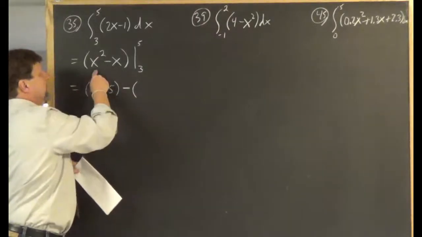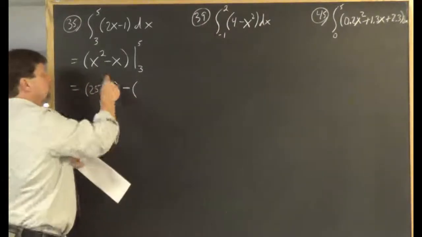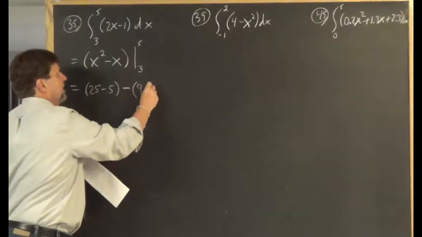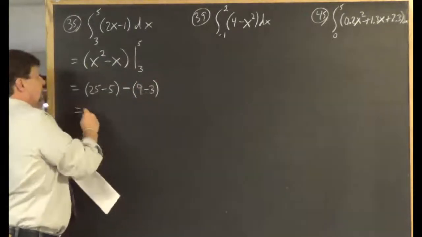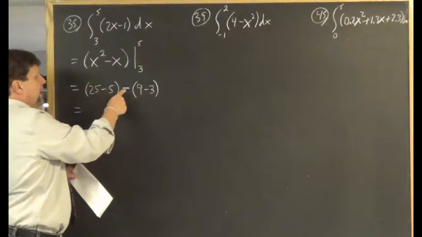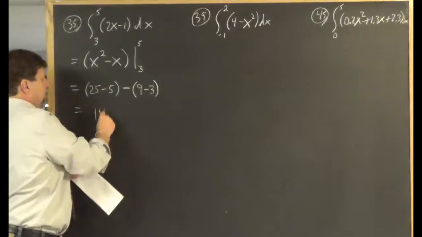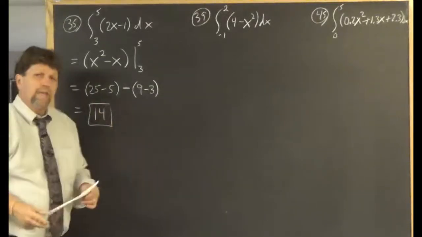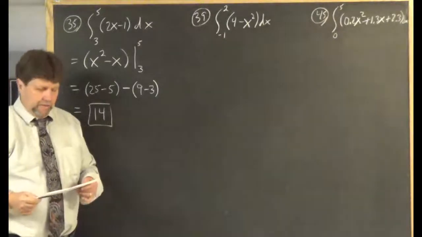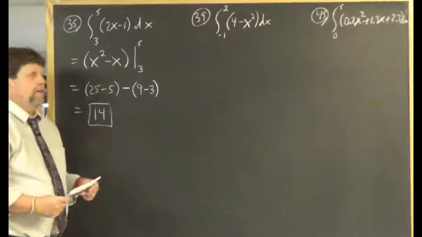Then the 3 goes in, so I'd have 3 squared minus 3. Well, 3 squared is 9 minus 3. And see, what is this? 20 minus 6, so I get 14 as the value of that definite integral using the fundamental theorem of calculus. So hopefully you got 14.